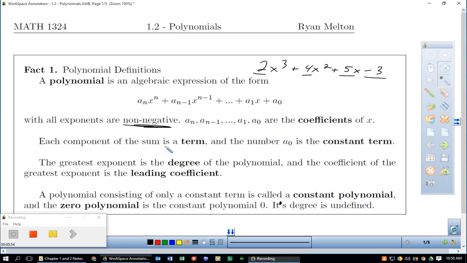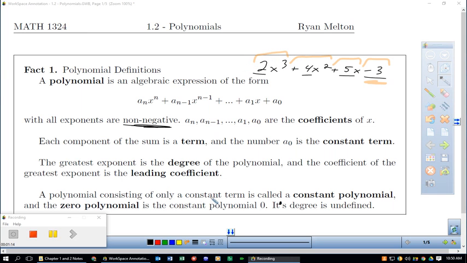Each component of the sum is a term. So each of these parts is a term. And this number, the special one right down here, the minus 3, that is the constant term. Now the greatest exponent that you have is the degree of the polynomial, and the coefficient of that greatest exponent is the leading coefficient. So the degree of this one is 3, and the leading coefficient is 2.